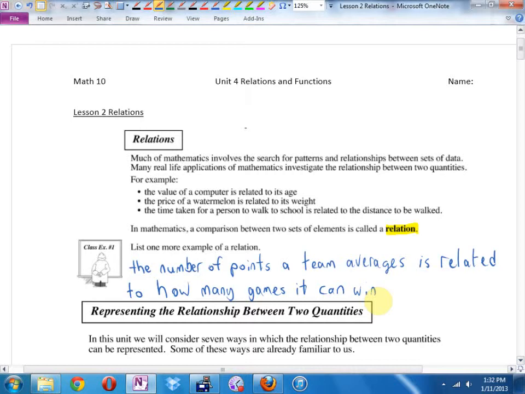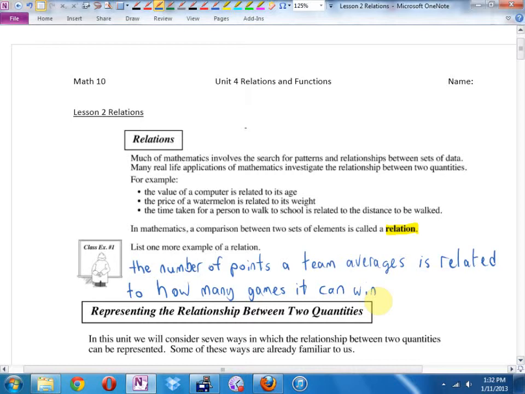We talked about dependent and independent variables. We said which one affects the other. The independent affects the dependent. For example, I think the age is the independent variable in the first one. I think the value of the computer is the dependent. How much a computer is worth depends on its age, not the other way around.